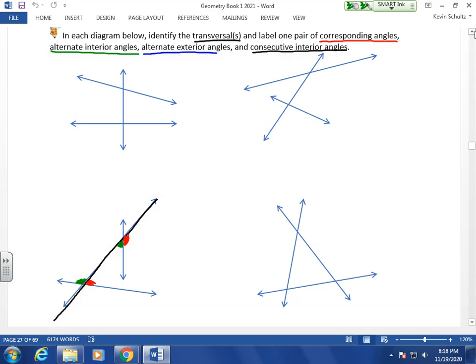The other side of the transversal, I'm still inside the lines. Remember we said this is kind of our inside the lines area here. Okay? So alternate interior.